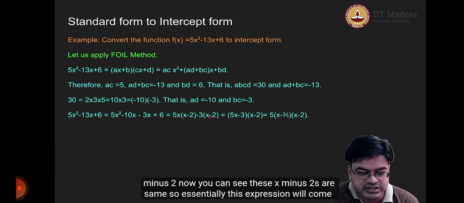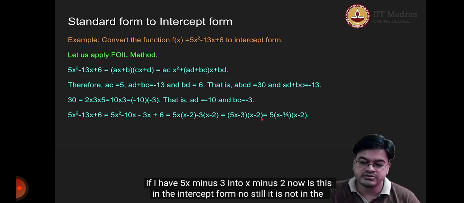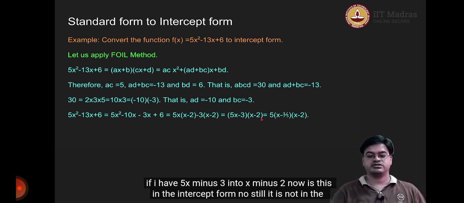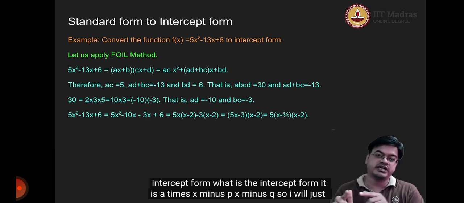So essentially this expression will come if I have 5x minus 3 into x minus 2. Now is this in the intercept form? No. Still it is not in the intercept form. What is the intercept form? It is a times x minus p, x minus q.